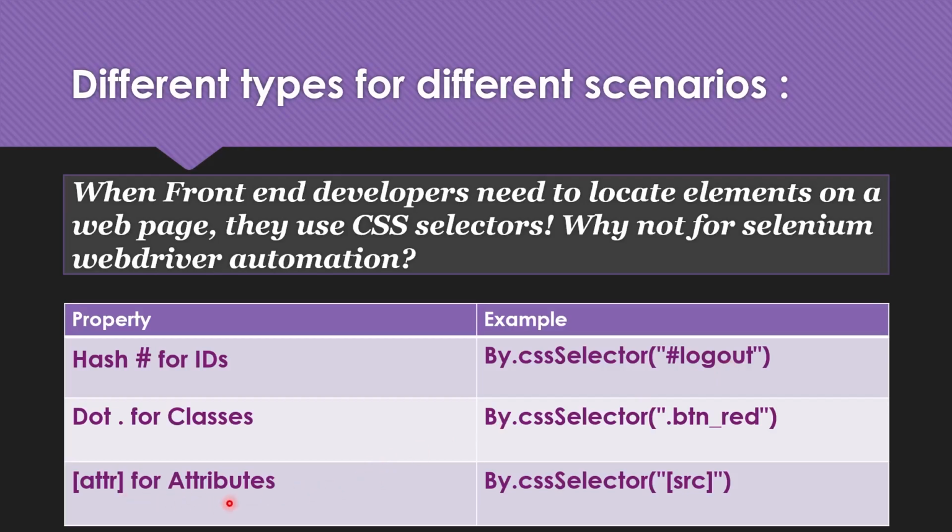And for any other attributes of that particular web element, we can use the attribute inside square brackets. You can see here, okay? Square brackets and attr for attributes, okay? These are three. We can also do that by many other types. I will be showing you by using the ID and also by using the class name, okay? So let me just stop the full screen presentation, okay?